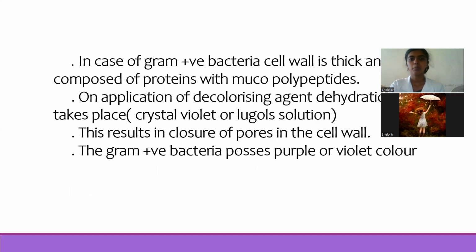In case of gram-positive bacteria, the cell wall is thick and composed of protein with mucopolypeptide. On application of the decolorizing agent, dehydration takes place, retaining the crystal violet and Lugol solution. This results in closure of pores in the cell wall, so there is no leakage of any cellular content. Gram-positive bacteria possess a purple or violet color.